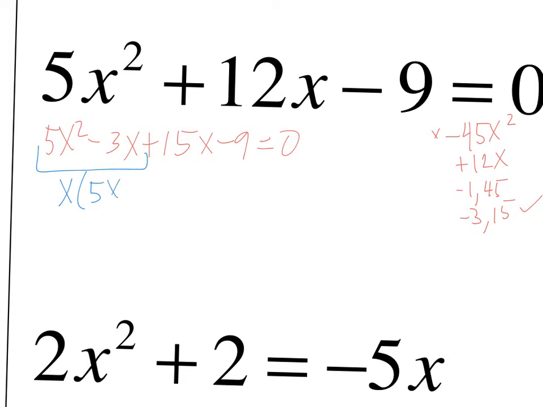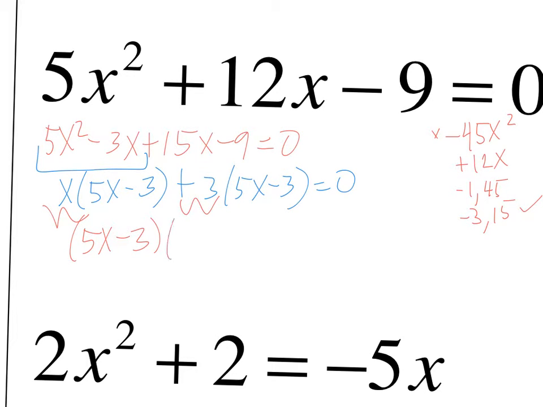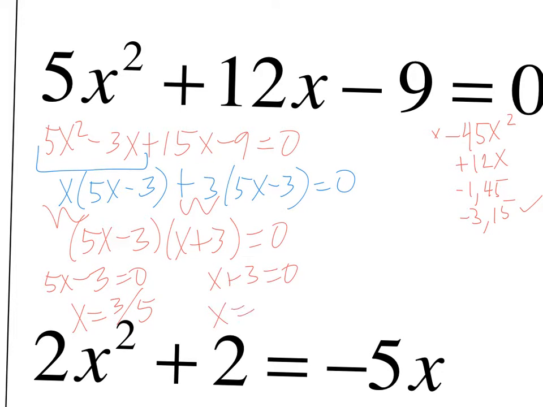x times (5x minus 3) plus 3 times (5x minus 3) is equal to 0. 5x minus 3 is in common. I've got x plus 3 as my leftovers. That means that 5x minus 3 is equal to 0. In other words, x is 3/5. And x plus 3 is equal to 0. That means that x is negative 3.